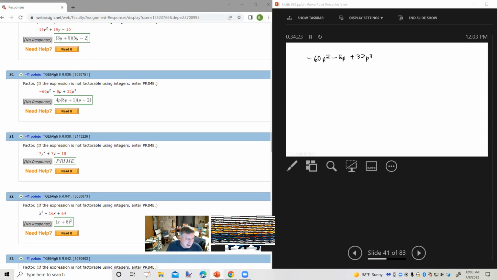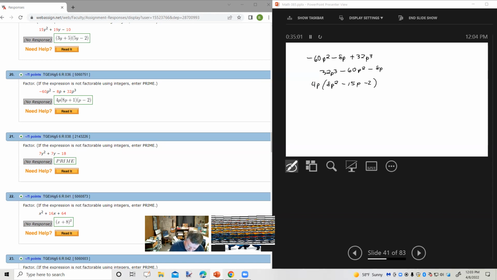I think the first thing that I would do is rearrange this in standard form. So 32p cubed minus 60p squared minus 8p. So it's in standard form, descending powers of p. Then the greatest common factor: I can take an 8 out of 60, but I can take a 4p out of everything. So I get 8p squared minus 15p minus 2, I believe.